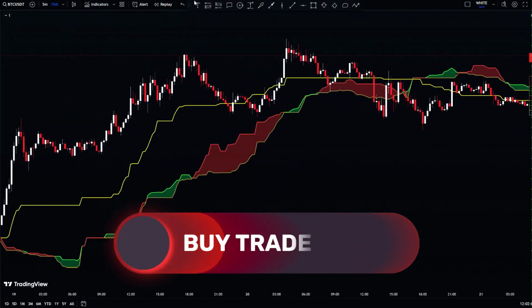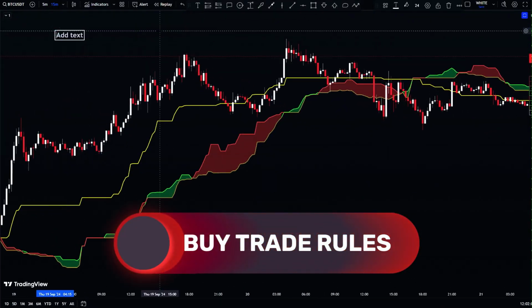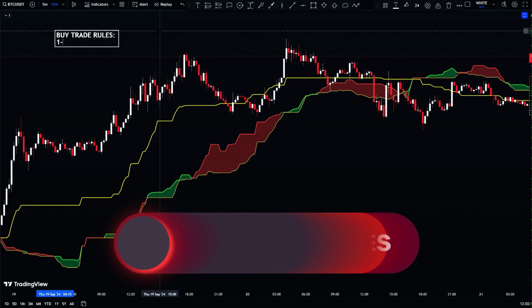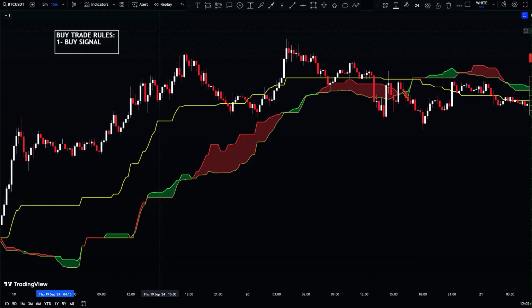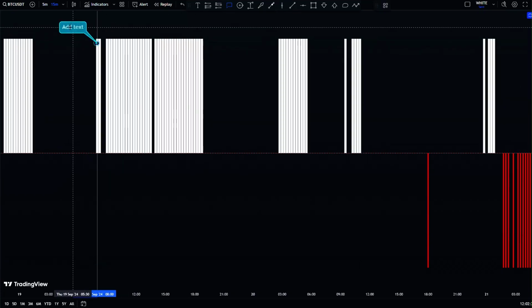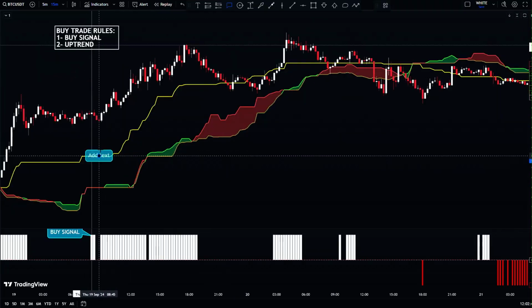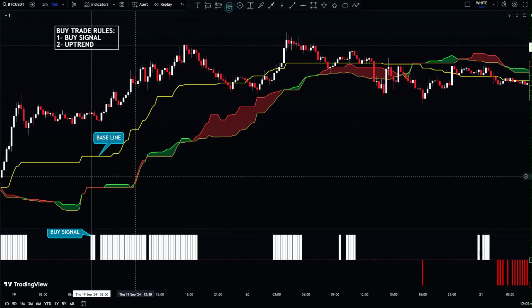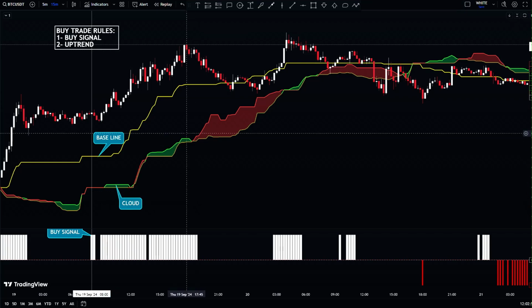Alright, so to enter a buy trade, the first thing we need is a buy signal from the simple buy sell indicator. Once we got that, we should draw a vertical line on the chart at that point where the signal appears. This helps us clearly see where the signal occurred. Next, we need to check if the closing price of the signal candle is above the Kijun line and the Ichimoku cloud. This step is crucial because it confirms that we are in an uptrend.